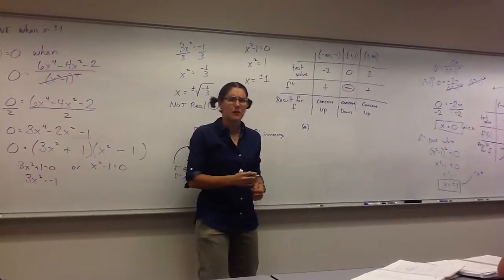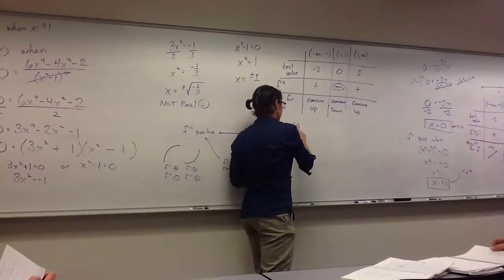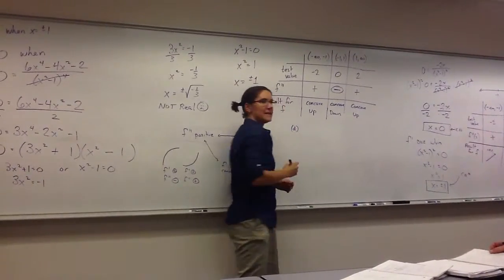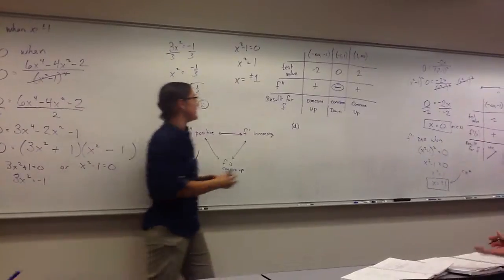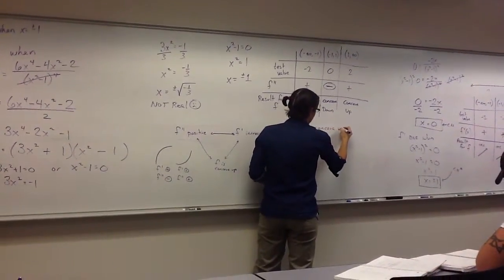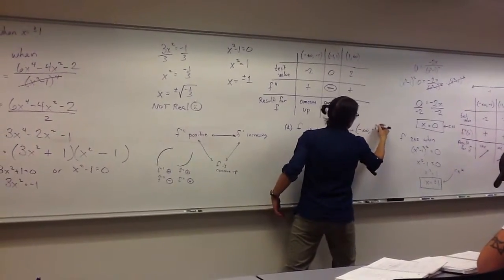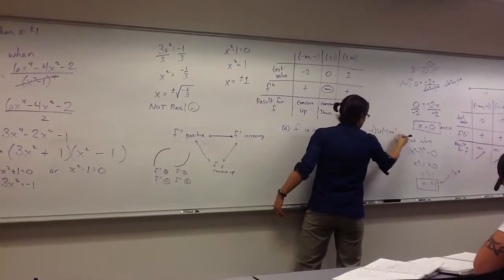Is this part E or is this part D? D. Okay, so our answers for part D are that f is concave up on the interval from negative infinity up to -1, union -1 to positive infinity.